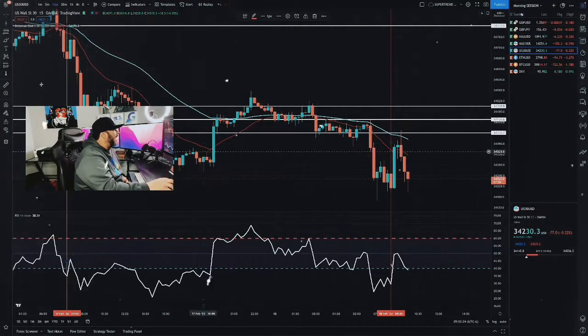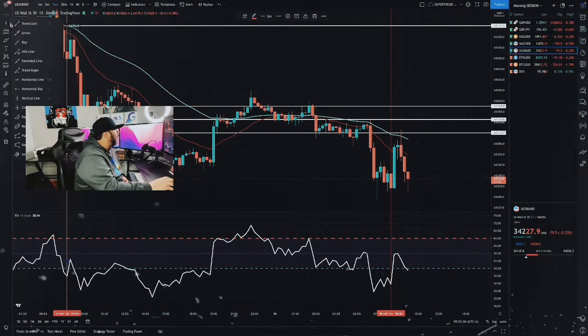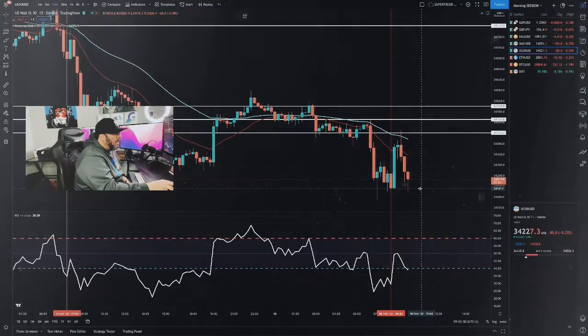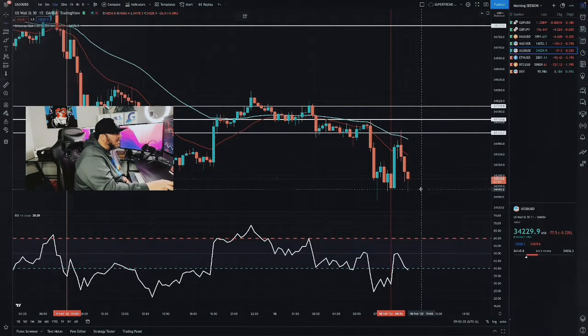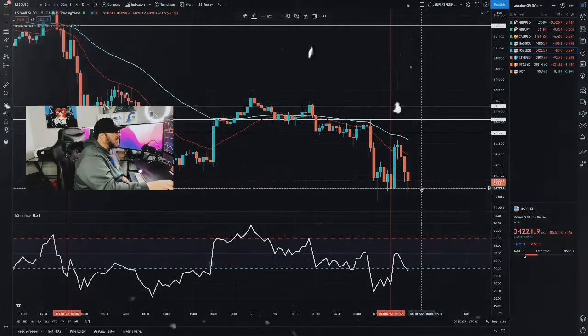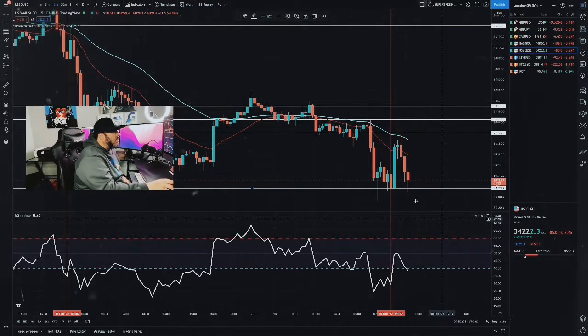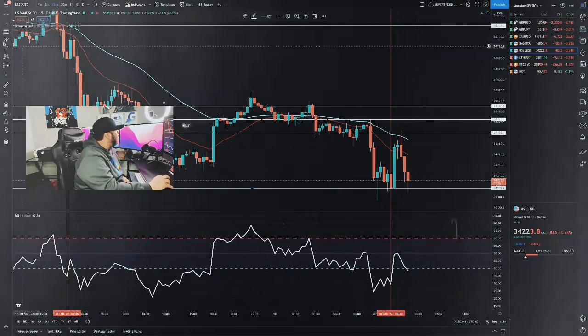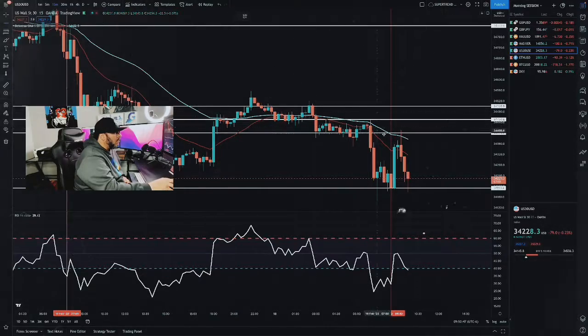So right now, we are right here. Look, we have this area right here. We have this area right here. And let's just do price action. Let's not even look at the zone. So again, we have this area right here, and we have another one right here.